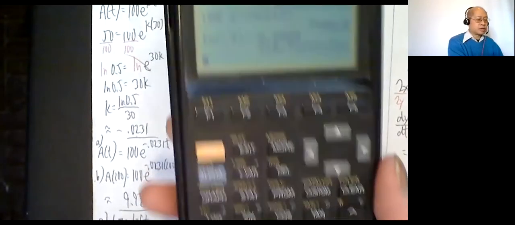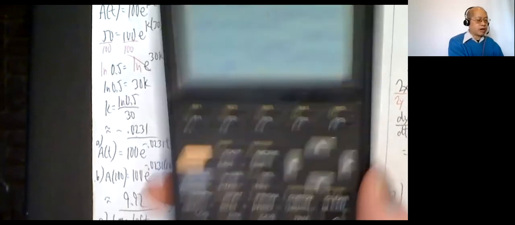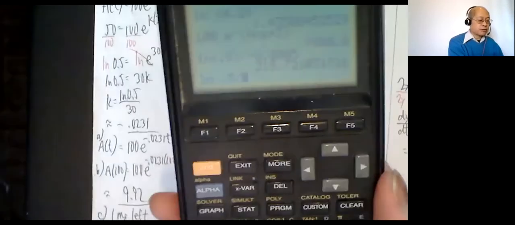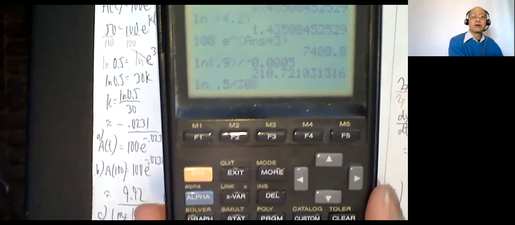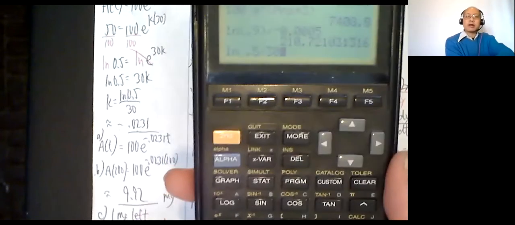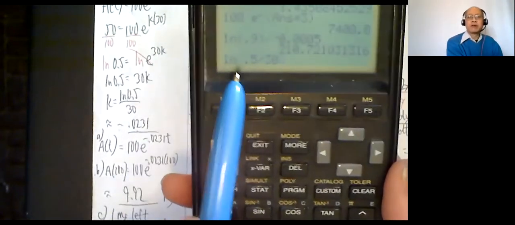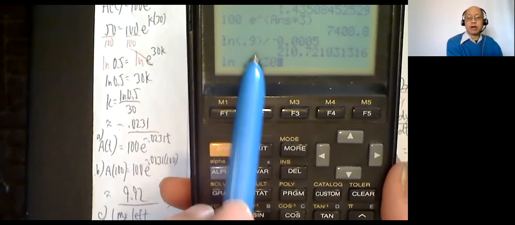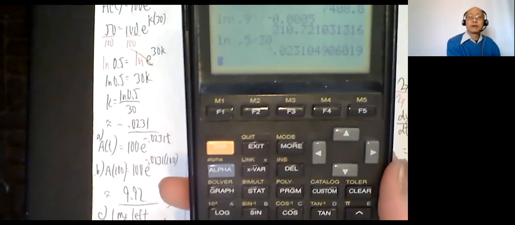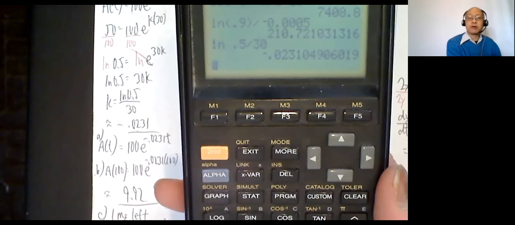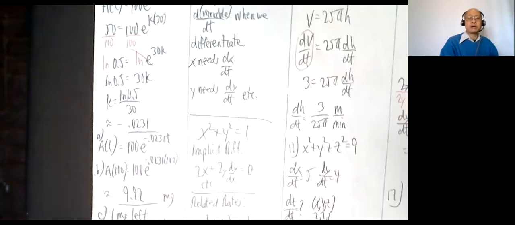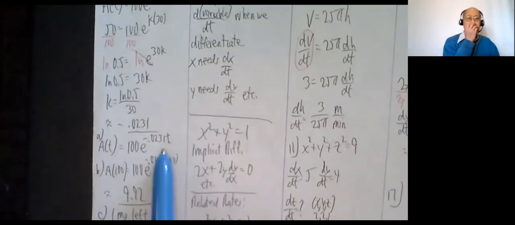Or if you have, as most calculators nowadays allow, you can just type it all at once: ln 0.5 divided by 30. On my calculator you don't have to type the left paren, but if it automatically gives you the left paren, make sure you do the right paren first. And of course, there's the same answer, negative 0.0231. So I'll make it negative 0.0231.